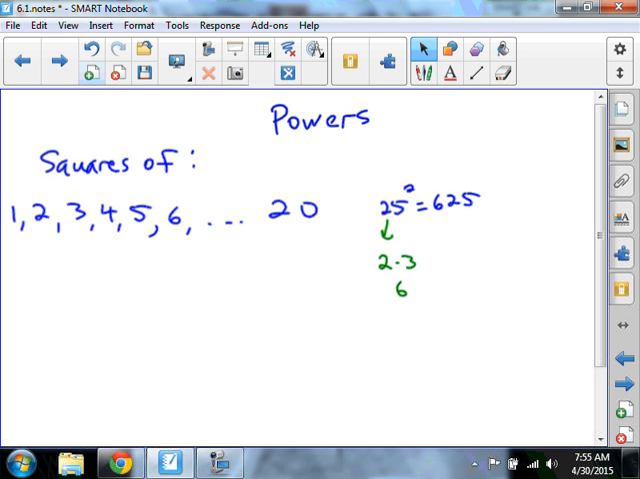So let's try that with maybe 35. What would 35 squared be then? 12, 25, right? Because 3 times 4 is 12, so it'd be 1225. Okay. So I do expect you to know all those squares.